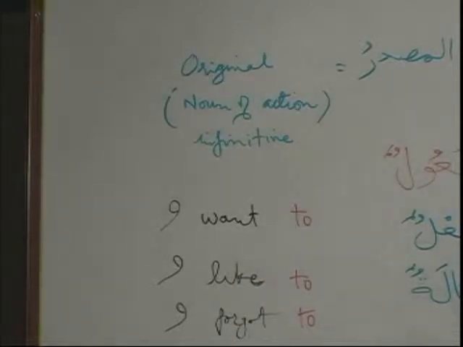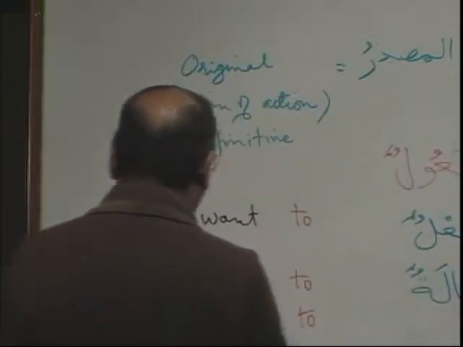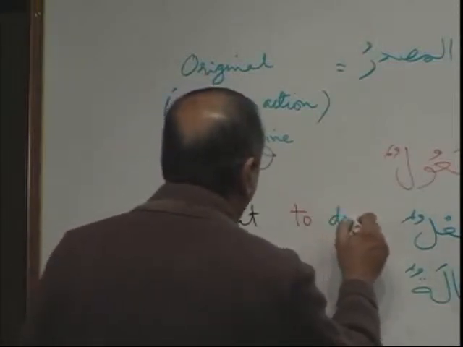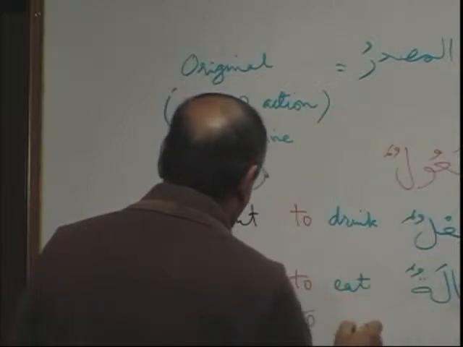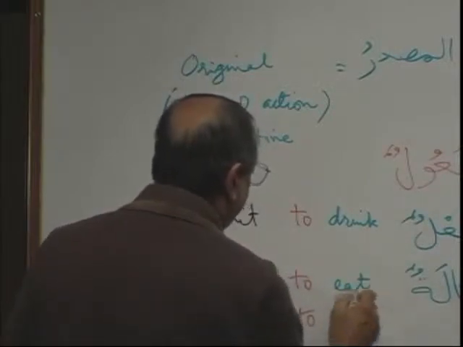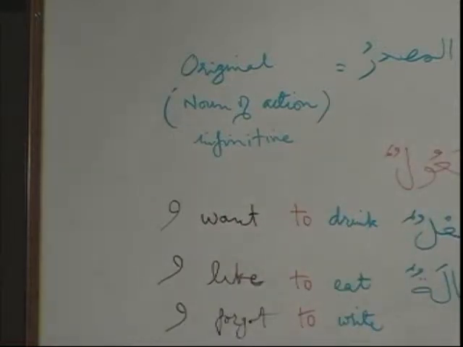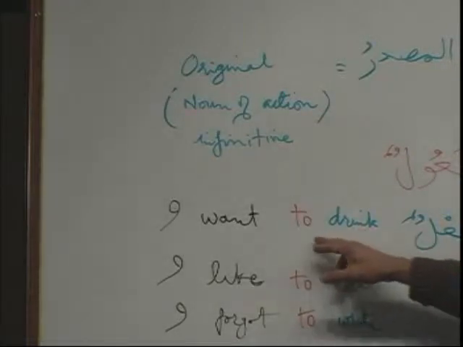What do you call this to in English? Infinitive. So I want to drink. I like to eat, or I forgot to write. To drink, to eat, to write is called in English infinitive. What is it called? Infinitive. And what is infinitive? Verb noun. Verbal noun. Because this together makes it a noun.